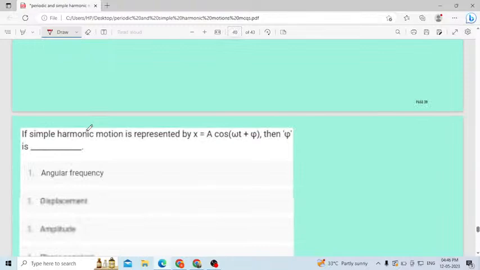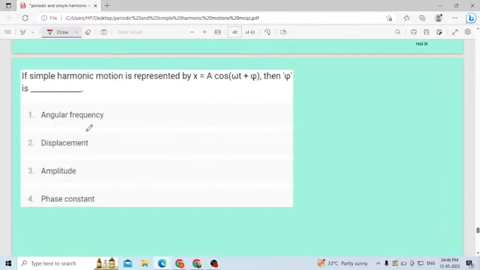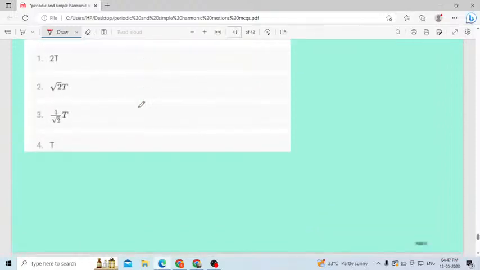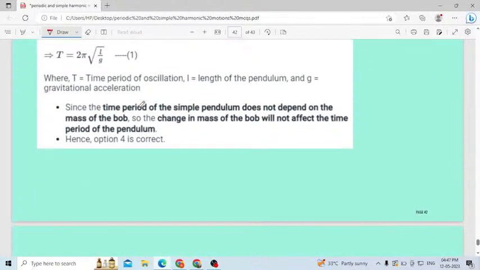Next question. If simple harmonic motion is represented by x equals A cos(omega t plus phi), what is the meaning of phi? Angular velocity? No. Displacement, amplitude, phase constant. Option 4 is the correct answer. So many times I told you, amplitude is A, x means displacement, angular velocity is omega, then phi is phase constant. Easy question, very, very easy question. This is the last question, today's last question.